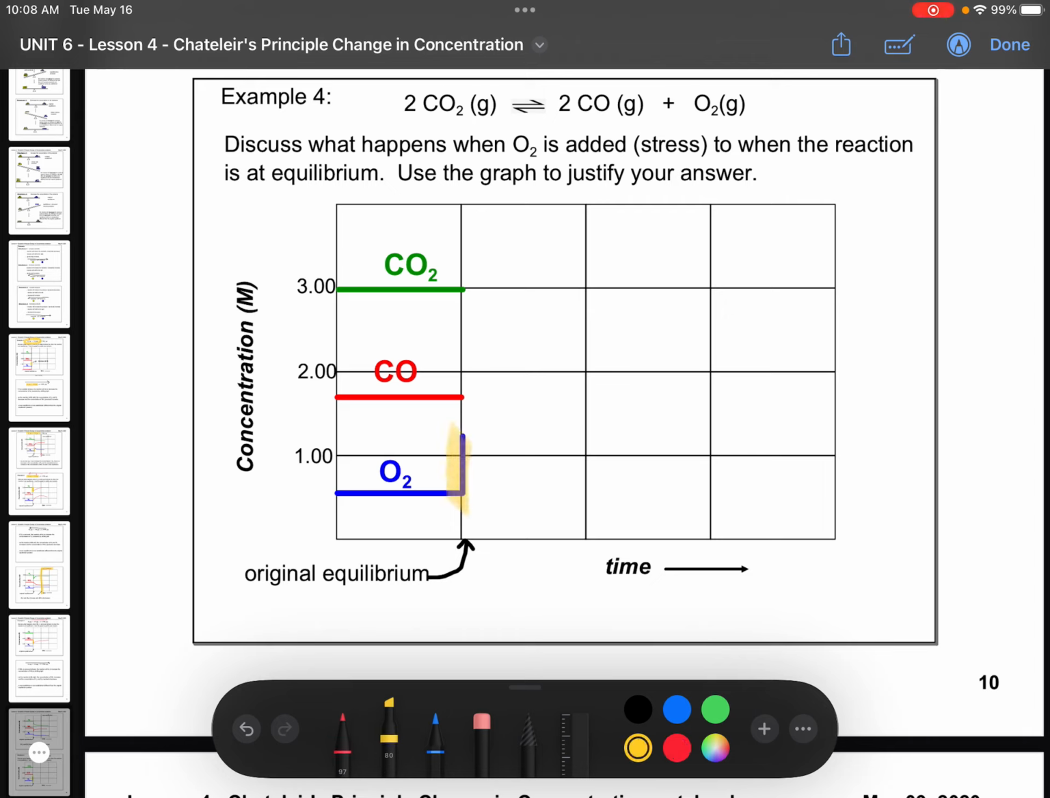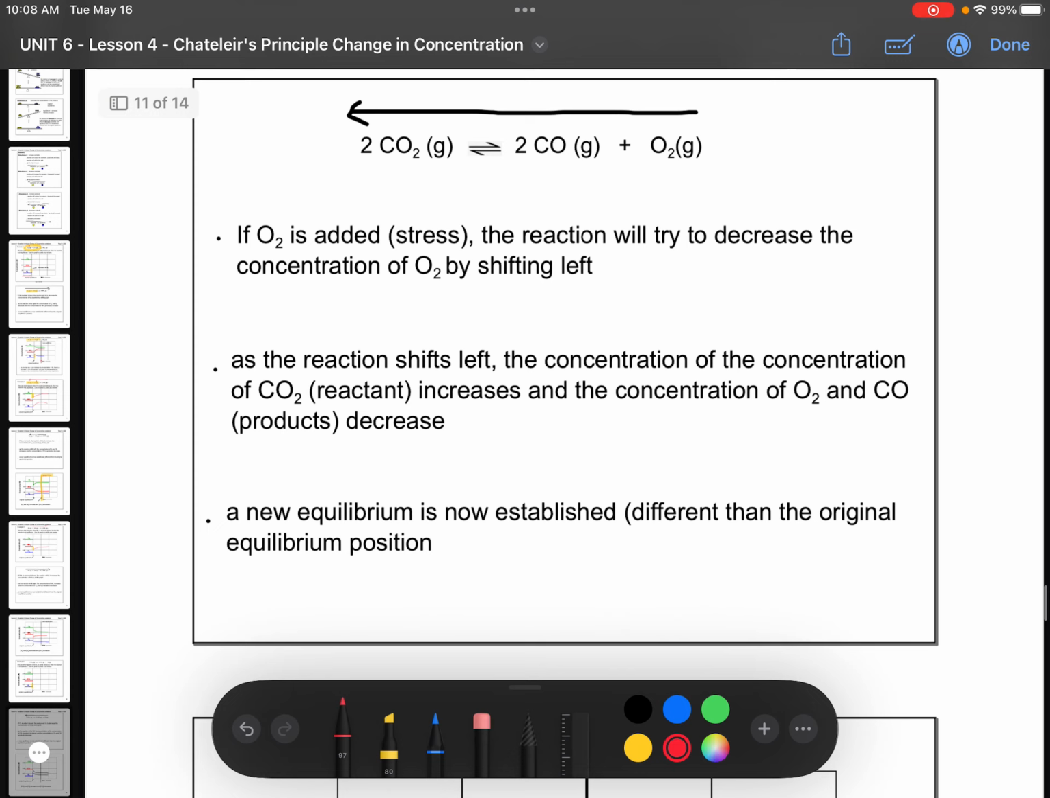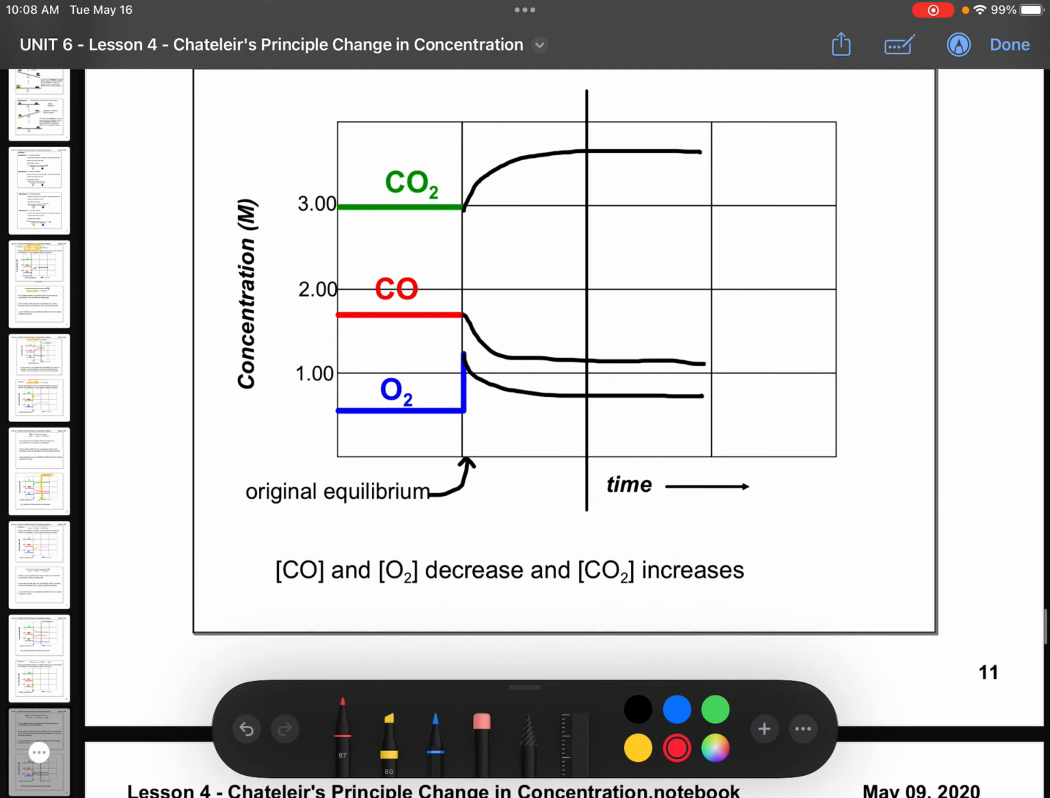Okay. Another example here, same sort of situation. We have O2 added stress. Because of that added stress on O2, which is in our products, in order to reduce that stress because it was increased, we shift to the left in order to change our concentration. So that means our O2 and our CO, which are our products, are going to decrease, and our CO2 is going to increase. And you can see that shift there.